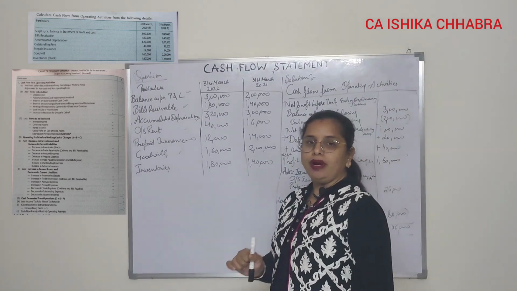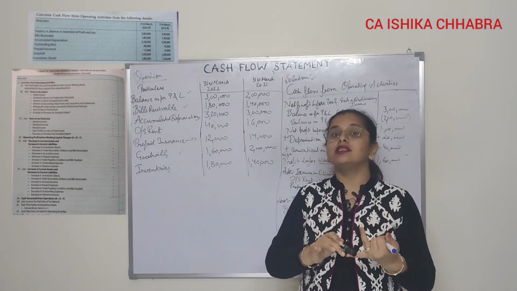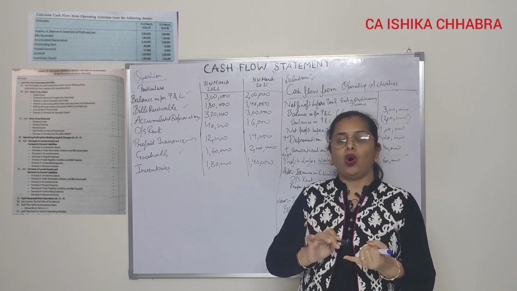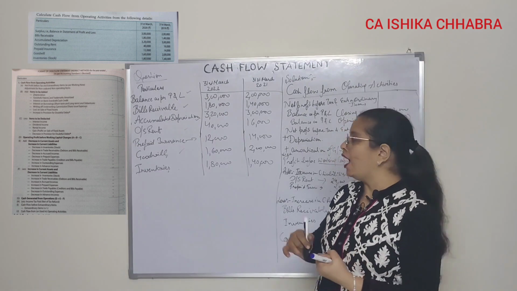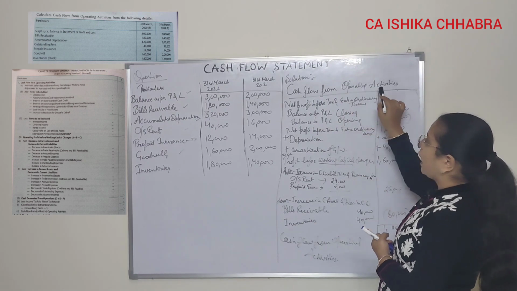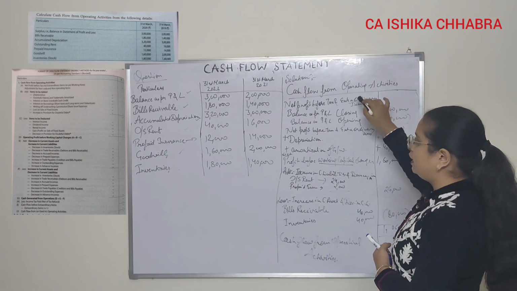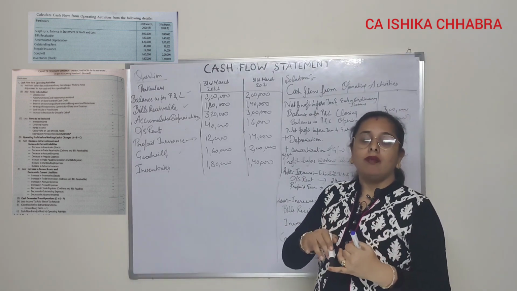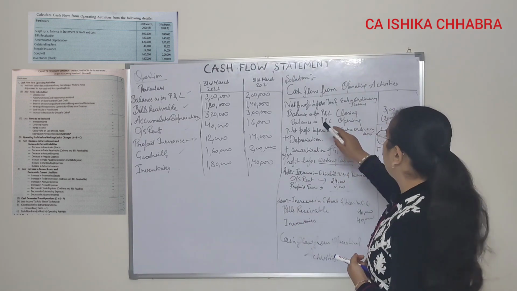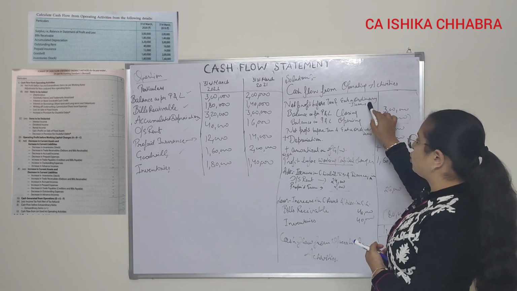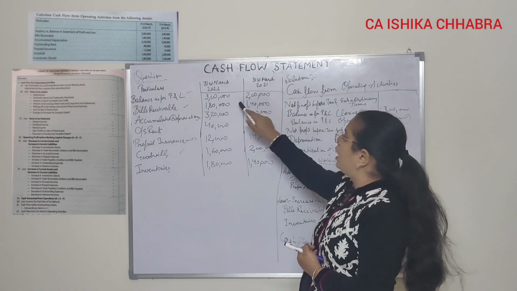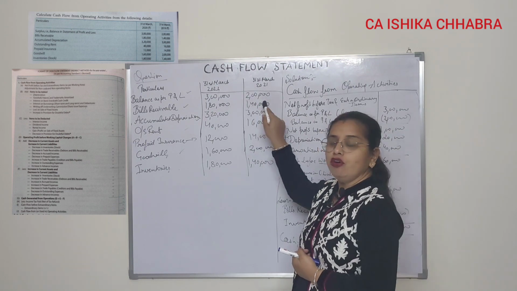Like operating activities, what we have discussed yet is, first of all, we have to take the profit or the reserves. So first of all, cash flow from operating activities, then net profit or balance as per P&L or balance as per reserves. Okay, so net profit before taxes and extraordinary item, balance as per P&L. First we will take the opening and closing. We will take the difference of both of them.